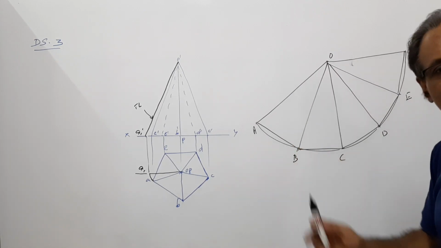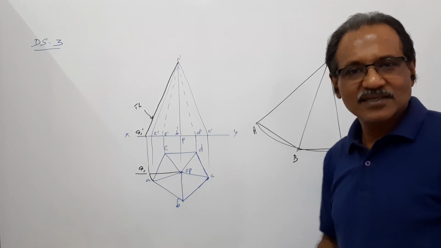This arc is actually not present. They must be very light. Those arcs are not present.